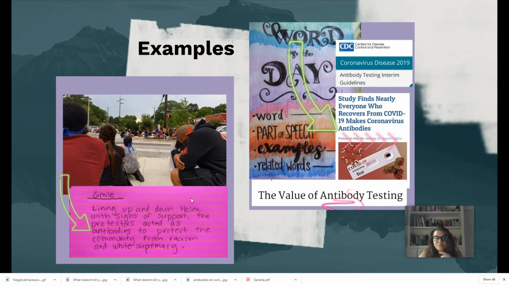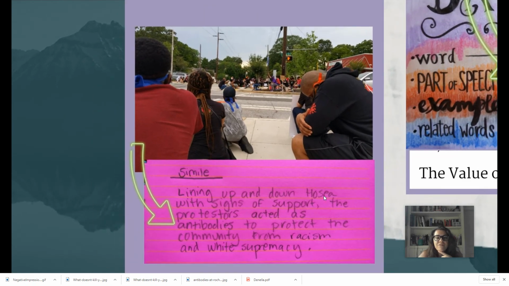And then I have a figurative example. I wrote a simile. Ooh, okay. I can finish in 30 seconds. I wrote a simile. So this is a type of analogy. I don't know how many of you guys were able to participate in the Black Lives Matter rally we held on Hosea. This is at Hosea and 2nd. I think this was back in June. Anyway, so I wrote a simile.